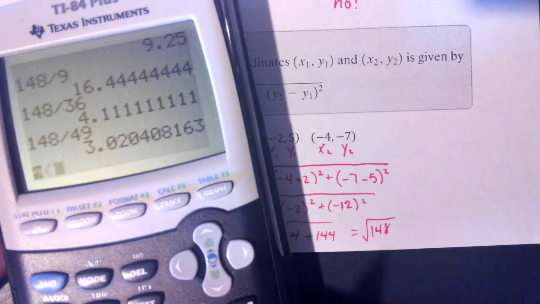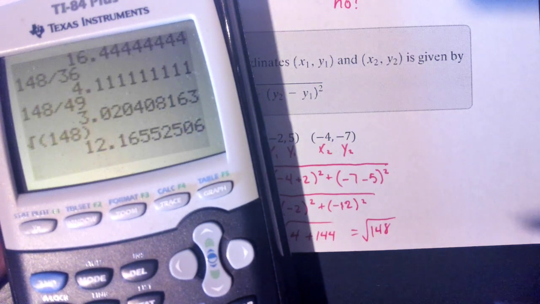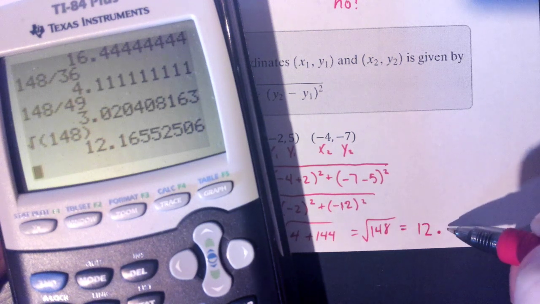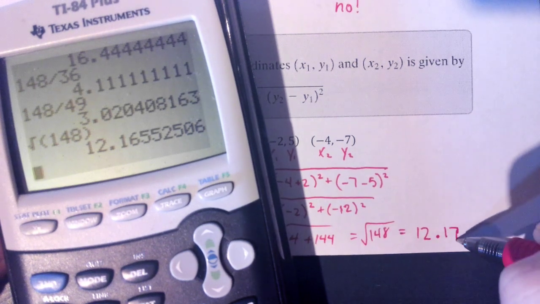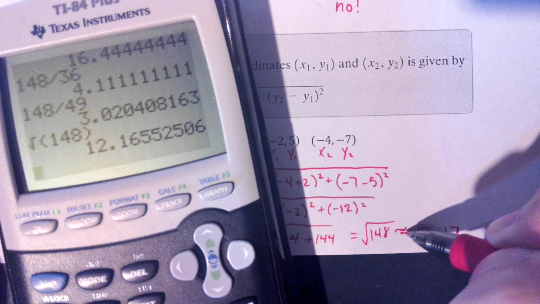If they asked it for you in decimal form, just type that in, round it to whatever it tells you to. I'm going to go 2 decimal places to 12.17 because that 5 next to the 6 would round it up, not equals, but approximately.